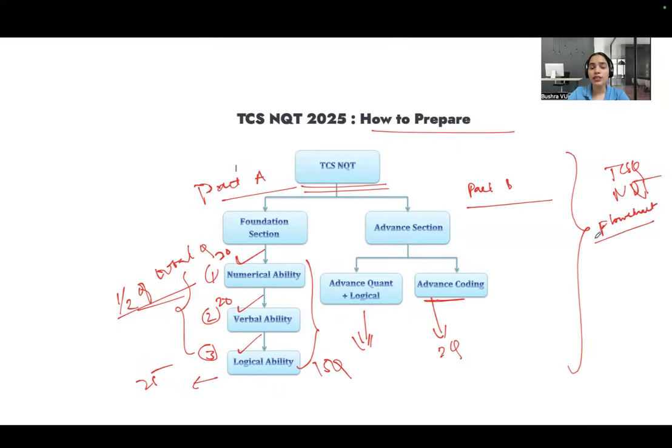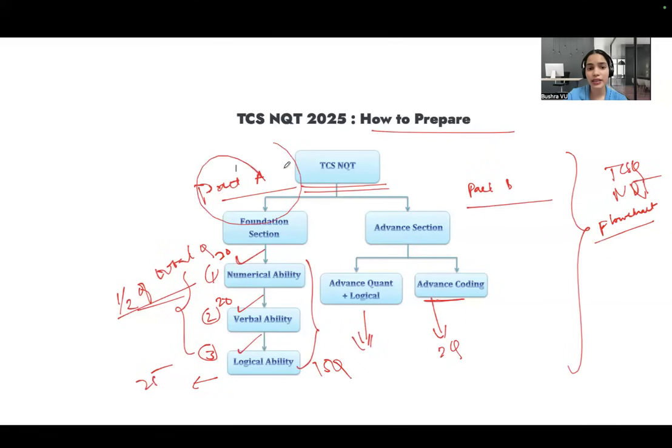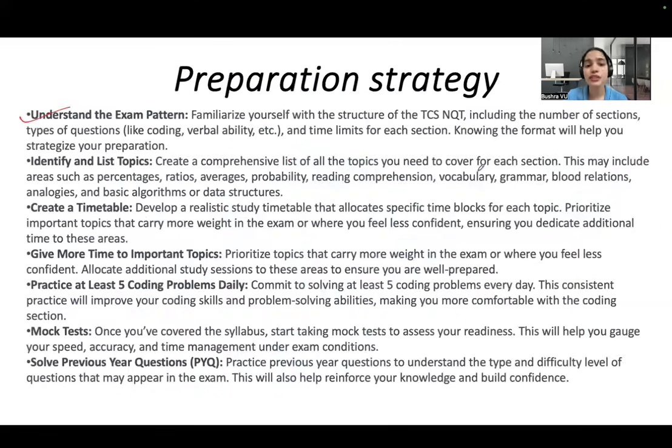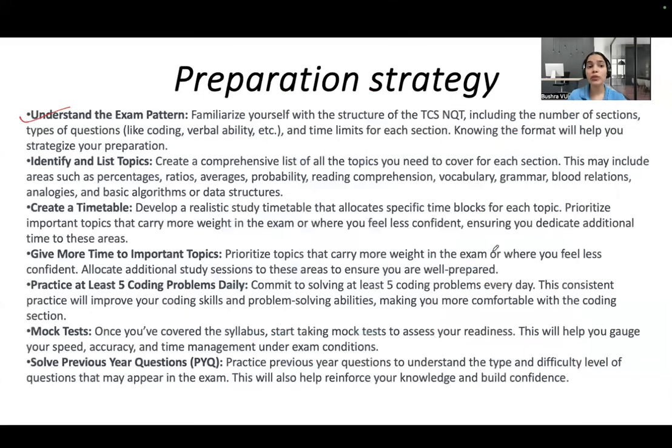Now let's move and understand what the preparation strategy is going to be. Number 1 is understand the exam pattern. First, understand the structure of the test. How many sections are there? Like we've discussed here, there are 2 sections: part A and part B. Understand what topics are asked under each section. We have numerical ability, verbal ability, logical ability in part A, and advanced quantitative and logical reasoning with advanced coding in part B. So try to understand the exam pattern.